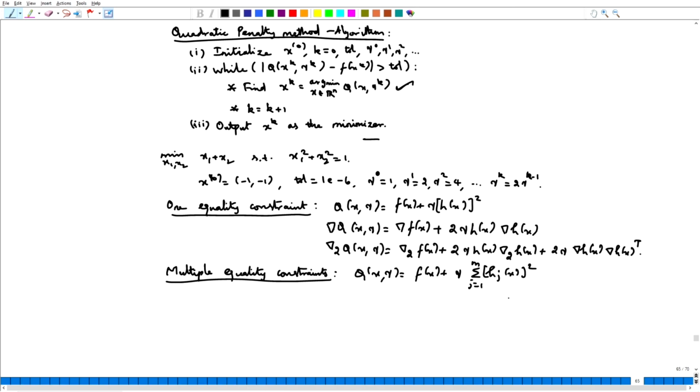For all the others, since h j of x will be 0, no penalty is levied. But if there are multiple constraints violated, for each of those constraints the same penalty of gamma is levied. Keep that in mind. That is how you tackle multiple equality constraints.